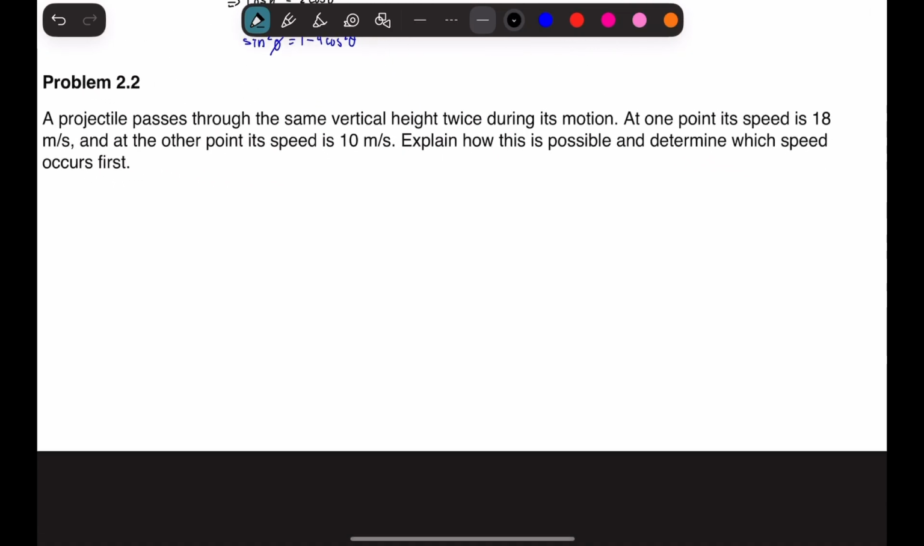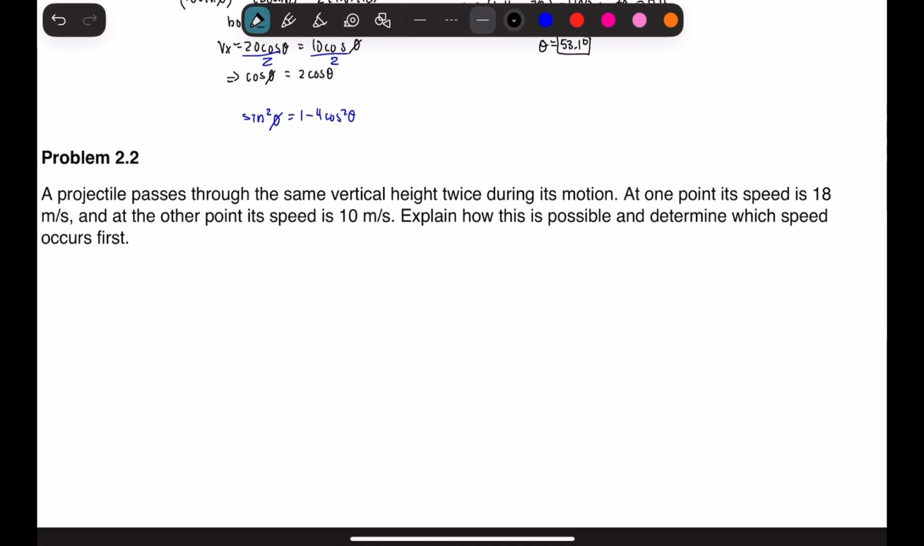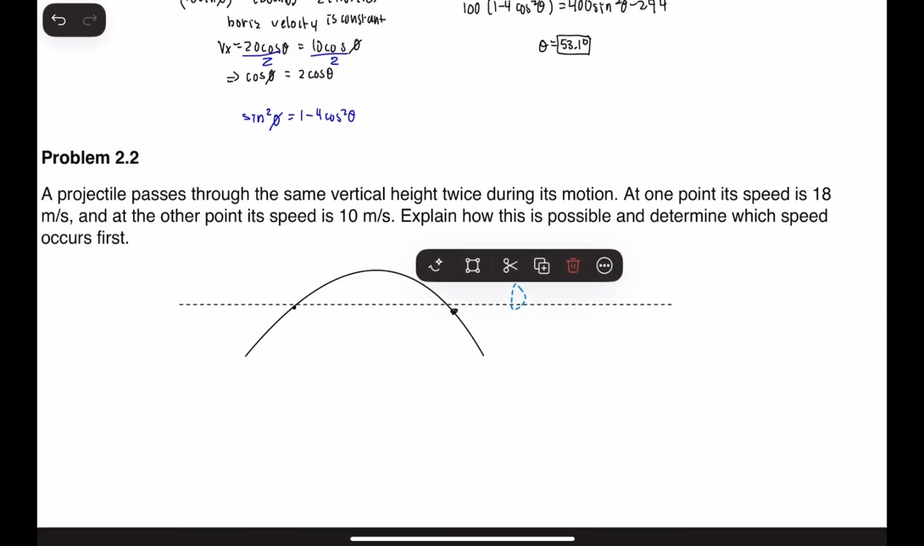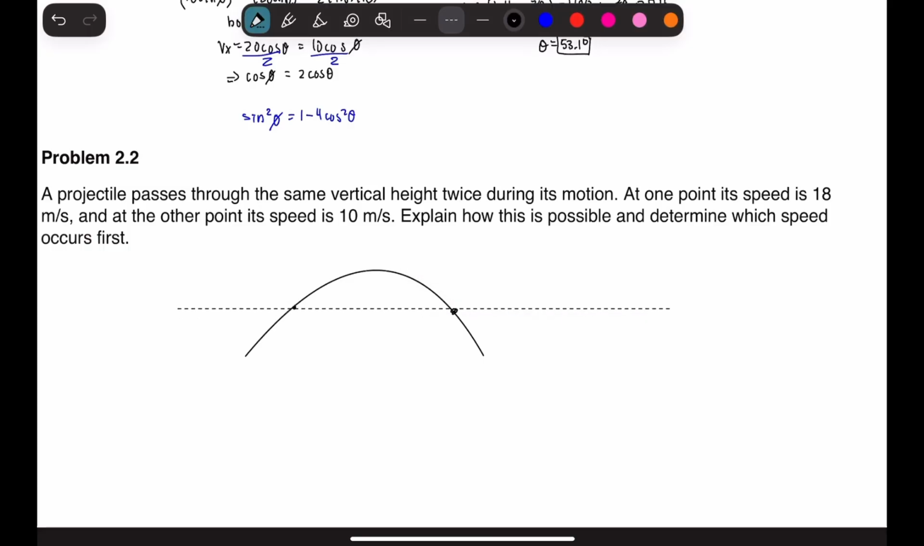A projectile passes through the same vertical height twice during its motion. At one point, its speed is 18 meters per second, and the other is 10 meters per second. Explain how this is possible and determine which speed occurs first. Well, if you have a projectile motion like this, it's going to have the same height twice because it has to go up and it has to go down, and it'll cross right back through it.